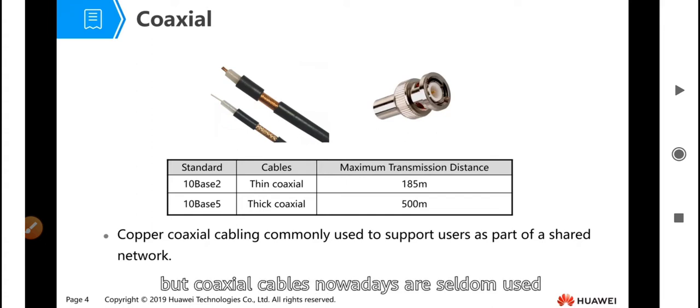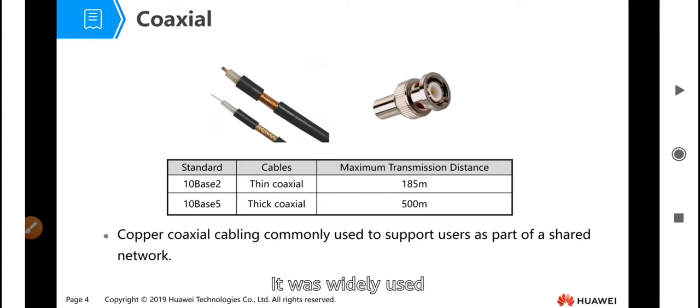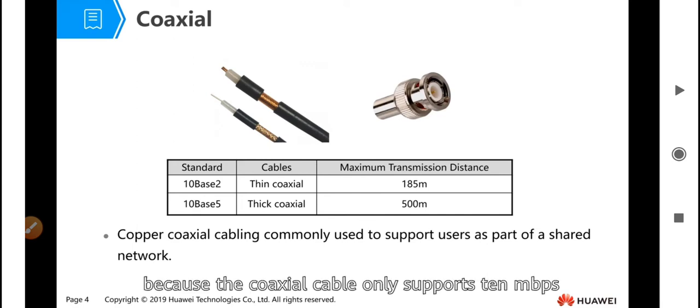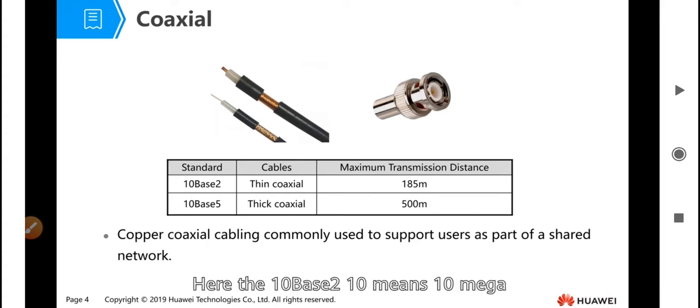The coaxial cable is seldom used nowadays. It was widely used, I think, about 20 or 30 years ago, because the coaxial cable only supports 10 Mbps. In 10Base2, the 10 means 10 mega, so this is 10 Mbps. Of course, nowadays in our enterprises, they seldom use 10 Mbps Ethernet.